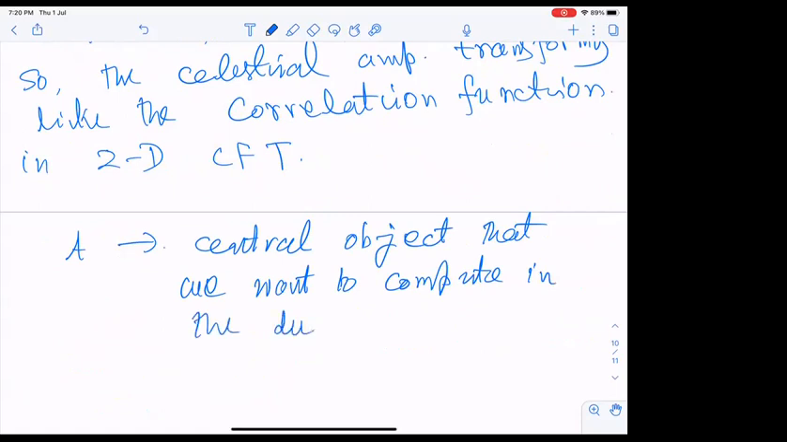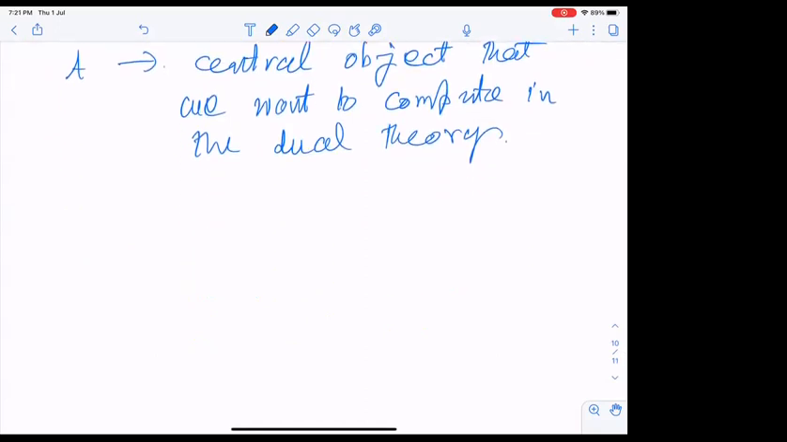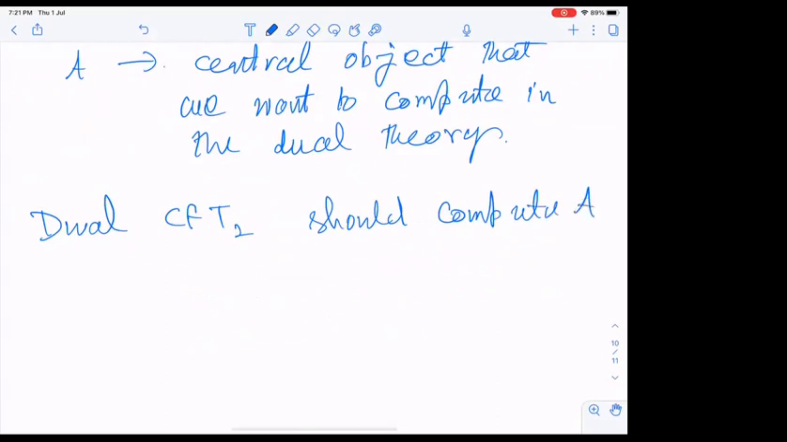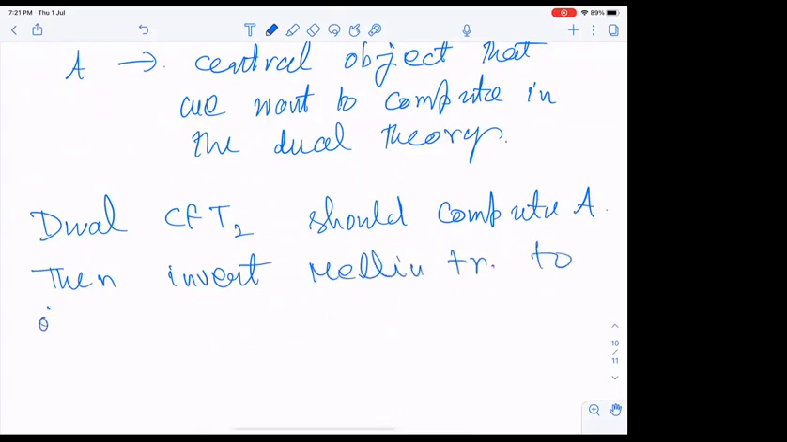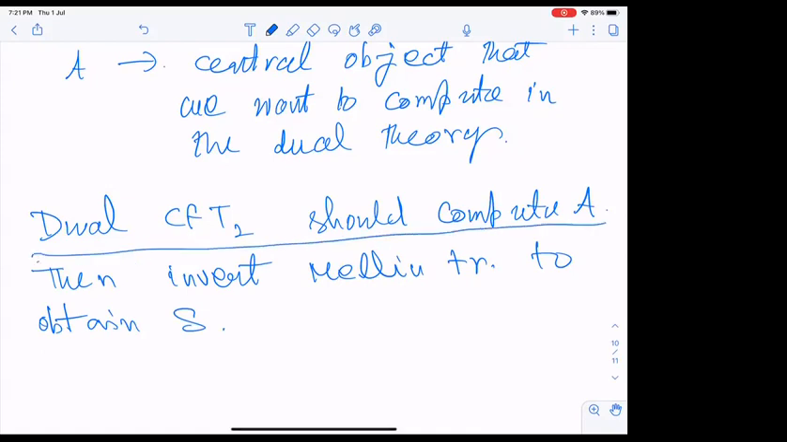It just makes it simpler because all the symmetries are extremely clear, okay? Computing the dual theory. Okay, so this is essentially the thing. So basically the dual CFT2 should compute A and then invert the Mellin transform to obtain S. Okay, and if you can find out the CFT2 which actually does this computation, then you can say that, well, now we have some kind of a holographic dual.